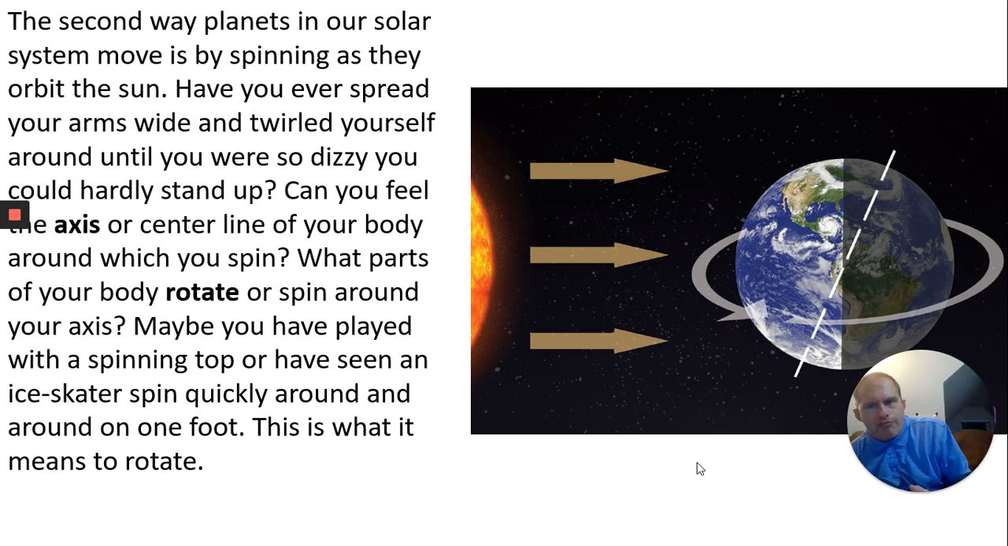Have you ever spread your arms wide and twirled yourself around until you were so dizzy you could hardly stand up? Can you feel the axis or center line of your body? What part of your body rotates or spins around your axis? Maybe you've played with a spinning top or seen the ice skaters spin quickly around and around on one foot. This is what it means to rotate.